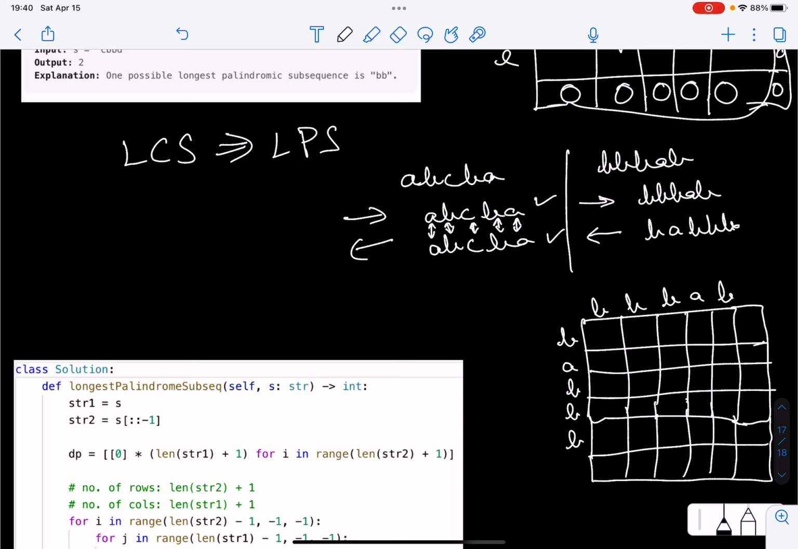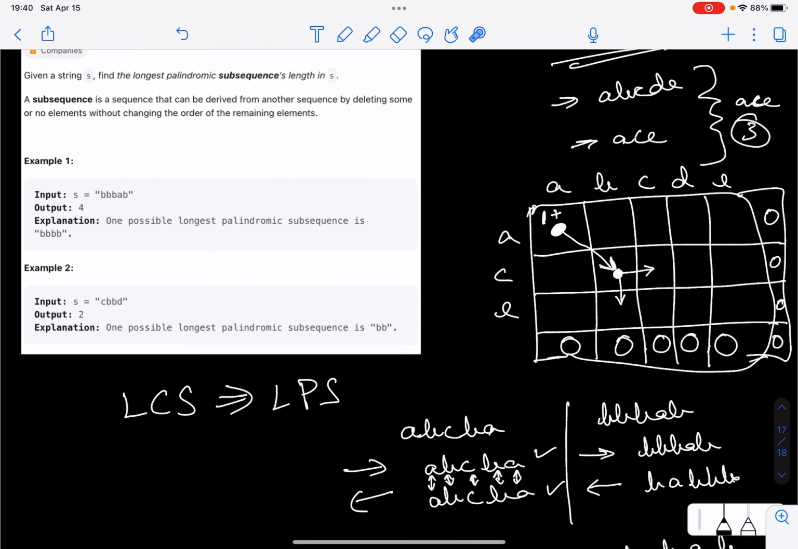So we look at this position, we see okay, B and B are the same, which means it has to be included in the subsequence. So we have 1 plus whatever we have over here. Over here we see, oh, A and B are not the same, so we'll take a maximum of what is here and what's here, because we either want to skip this character or we want to skip this character for this given cell, and hence we go to the right or to the bottom. So the same logic as the longest common subsequence.